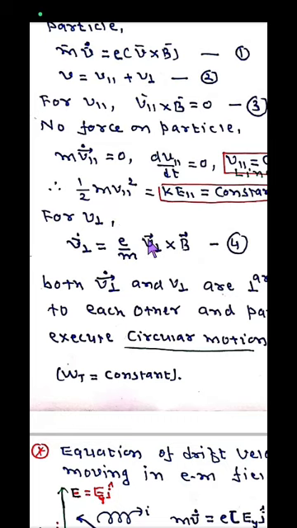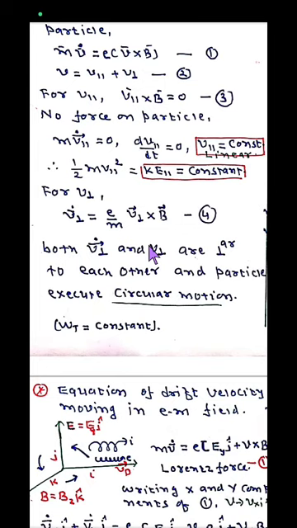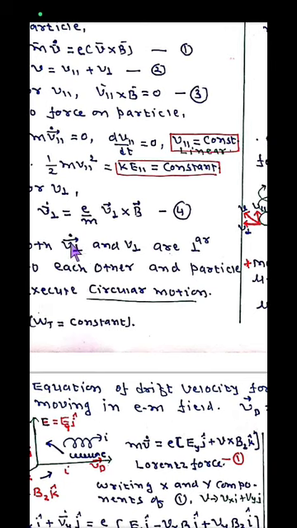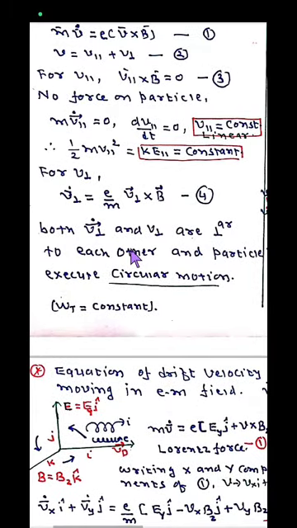Suppose you have an equation A equals B cross C. This component is perpendicular, and this component is perpendicular. So the acceleration is perpendicular to the velocity. In this way, when any charged particle enters the magnetic field with velocity perpendicular to the magnetic field, what will happen? Both V perpendicular and V perpendicular dot, I mean acceleration and velocity, are perpendicular to each other, and the particle executes circular motion. Why is it so? In circular motion, both V and V perpendicular dot are always perpendicular to each other, so it executes circular motion.